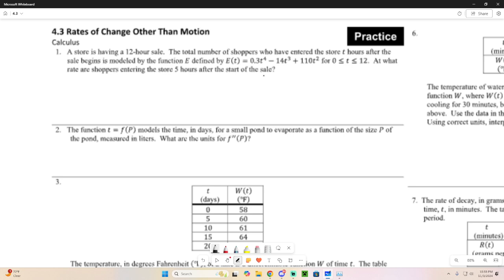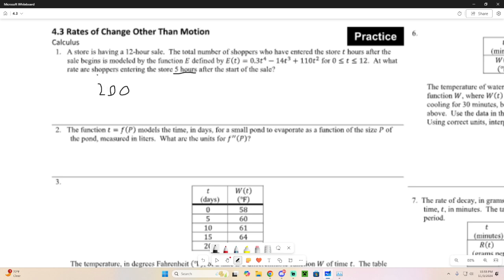So we're trying to find the rate of change of the number of shoppers entering the store at t equals 5. So all we've got to do is find the instantaneous rate of change at 5 hours. We can just take the derivative of this and plug in 5. And this unit is actually entirely calculator based, so you can do this on your calculator and you should get 200.